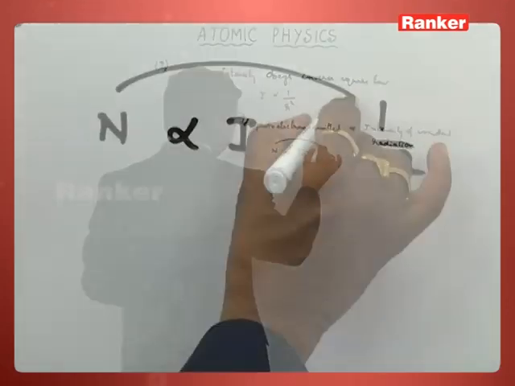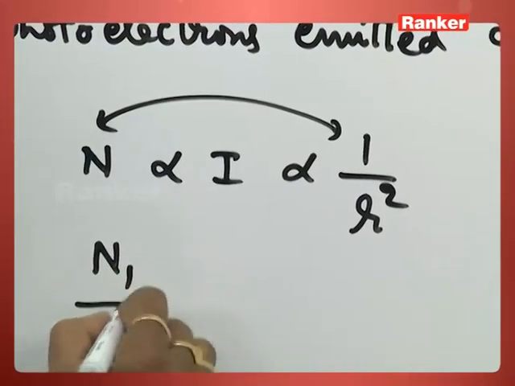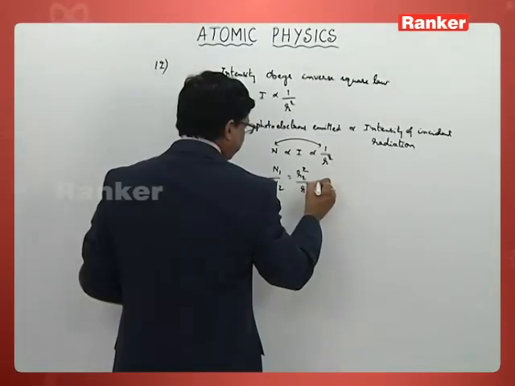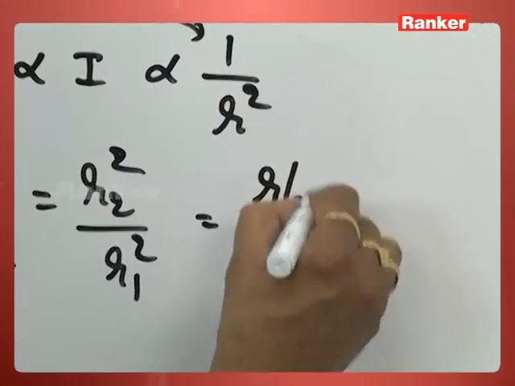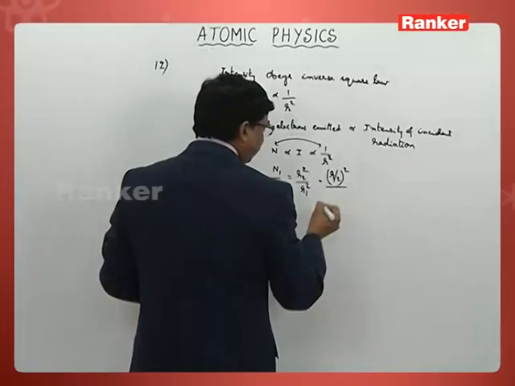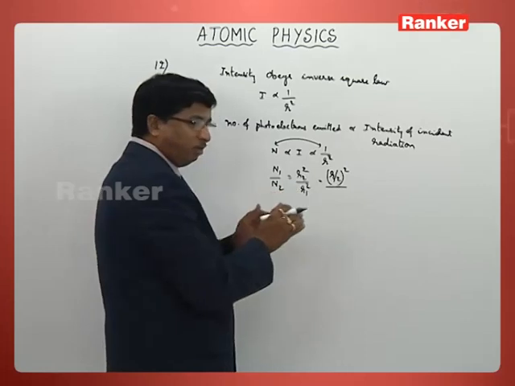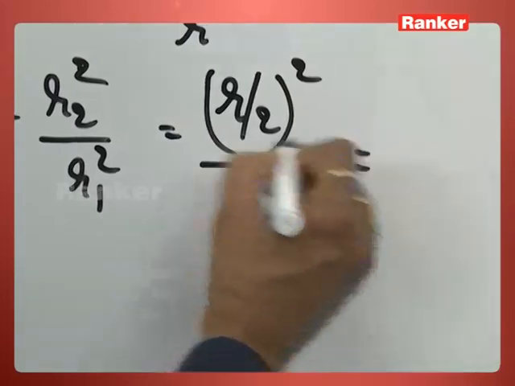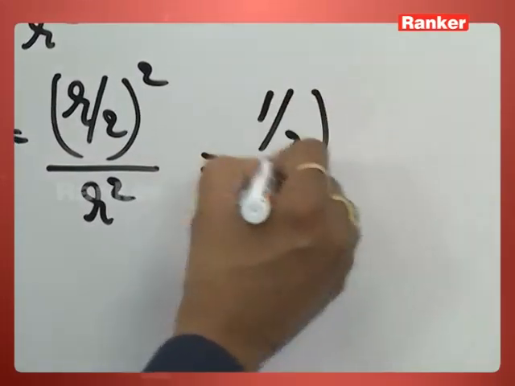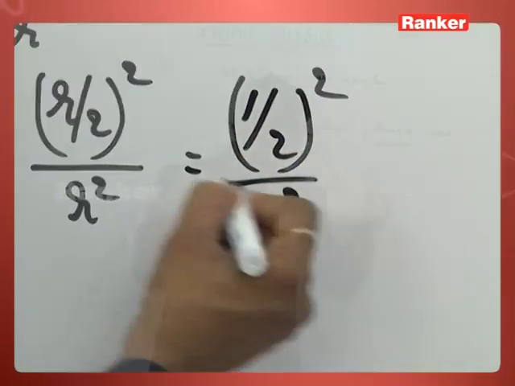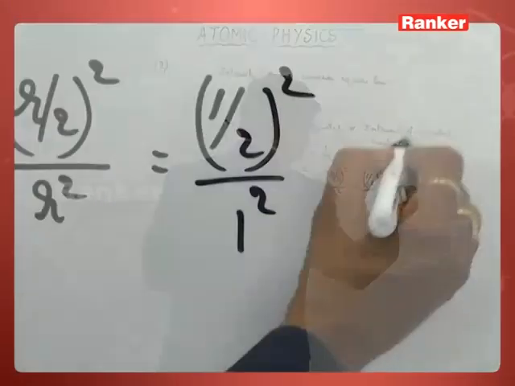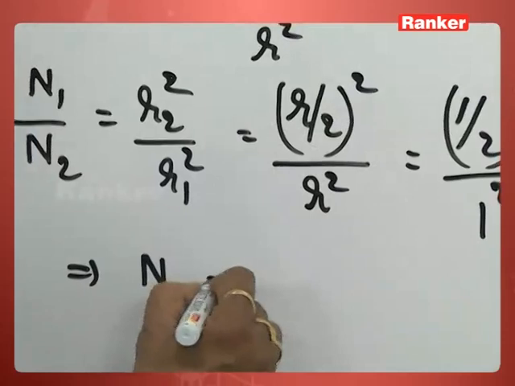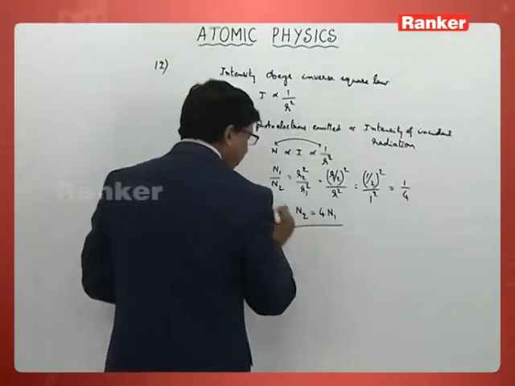So club these two straight away. What I can write: N1 by N2 is R2 square by R1 square. What is this R2 now? It's R by 2, whole square. R2 is R by 2, in the sense half of that original distance. He gave 1 meter, but okay, I can take it as R. So in other words, you can write 1 by 2 whole square by 1 square, which is equivalent to 1 by 4. So from this, N2 now becomes 4 times N1.